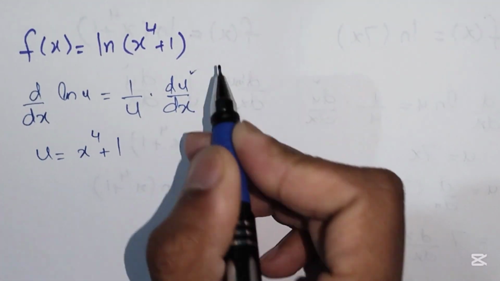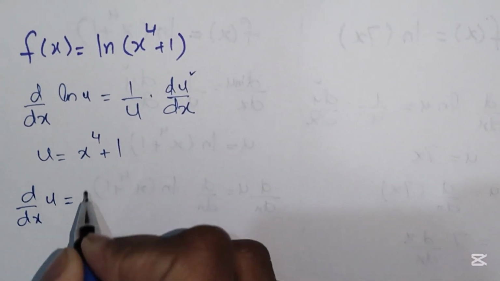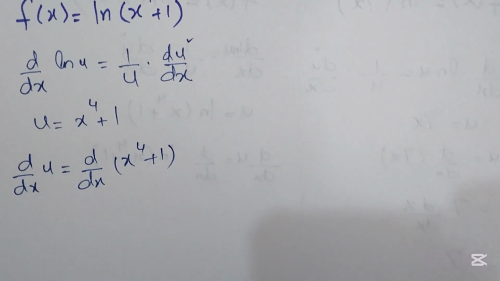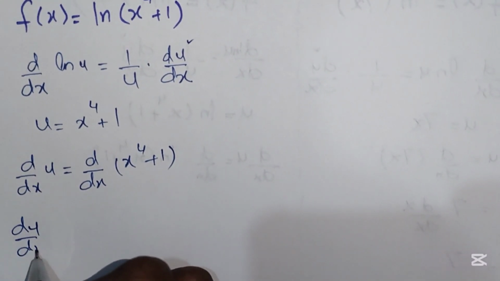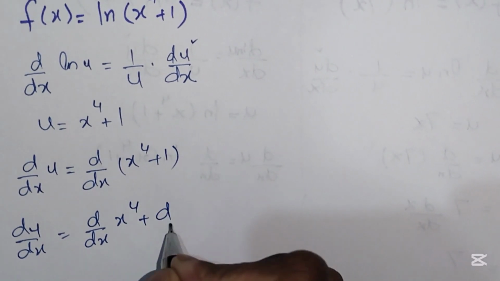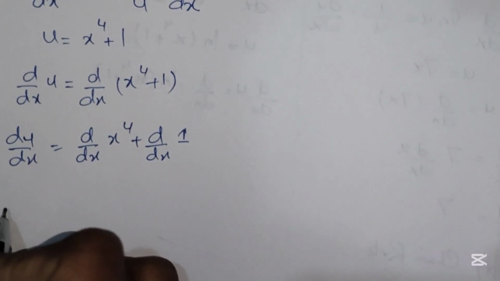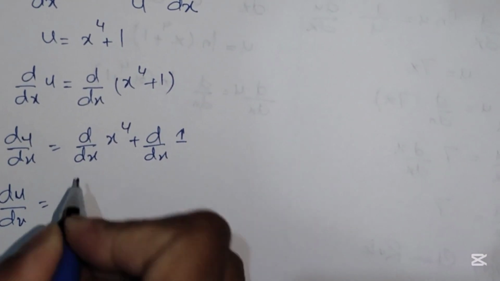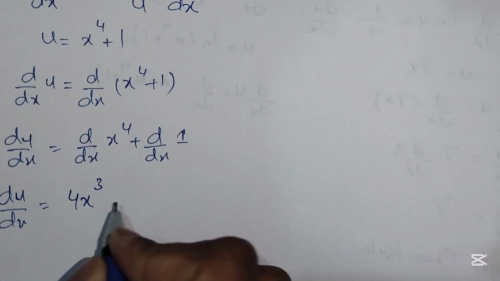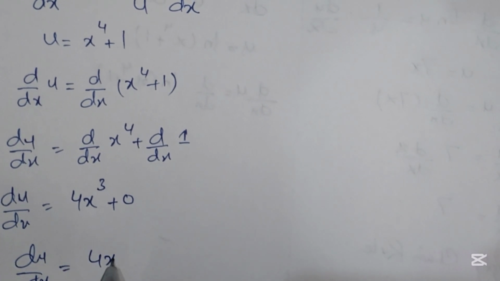So first we will find this term. We will take the derivative on both sides. d by dx of u equals d by dx of x power 4 plus 1. du over dx, we will take the derivative separately. d by dx of x power 4 plus d by dx of 1. du over dx equals the derivative of x power 4, which is 4x cube, plus the derivative of a constant, which is 0. So du by dx equals 4x cube.